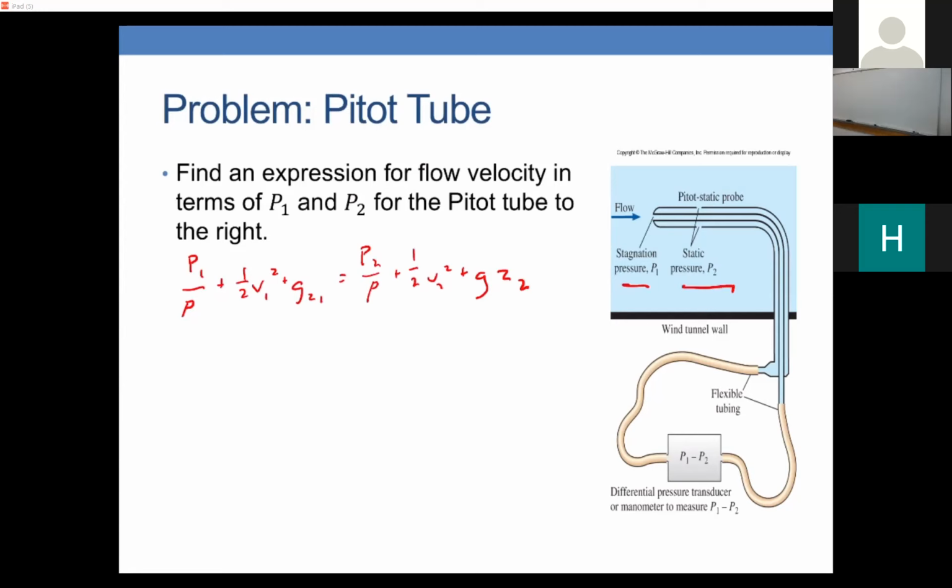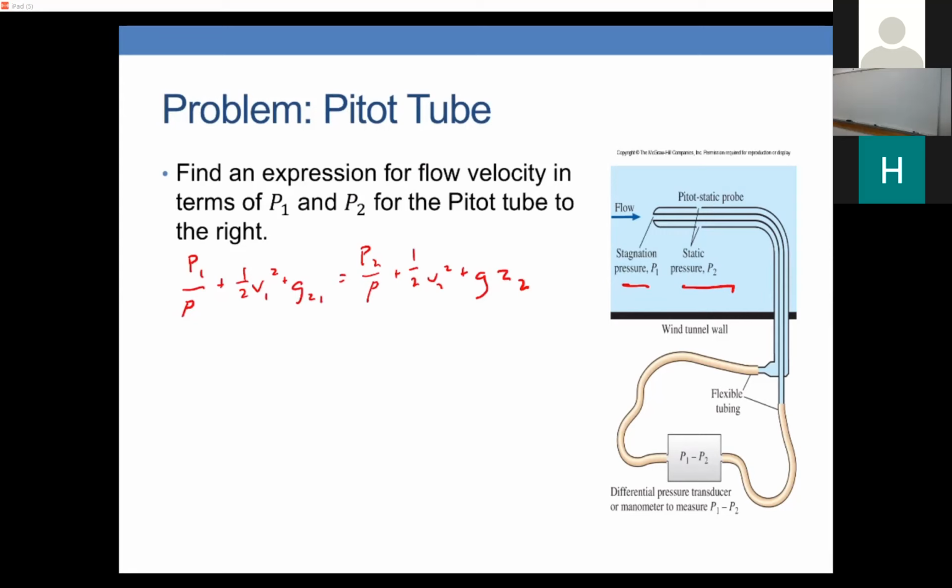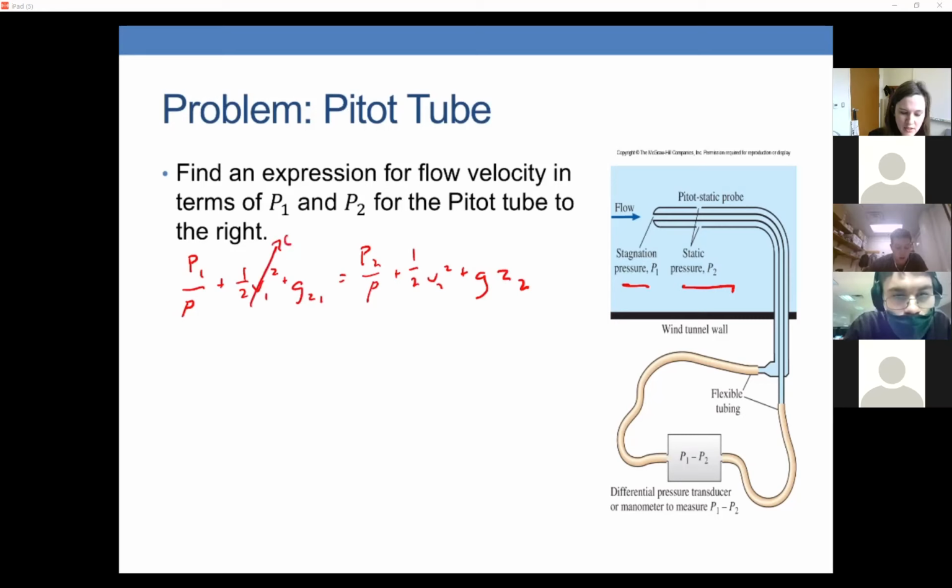V1 and V2, which of those velocities will be 0? V1. So now we have to make another assumption before we can solve for V2. What assumption would we need to make? Are we assuming the difference between Z1 and Z2 is negligible? That is the assumption. We assume the difference between Z1 and Z2 is so small it doesn't matter. It will just be really tiny compared to these other things.